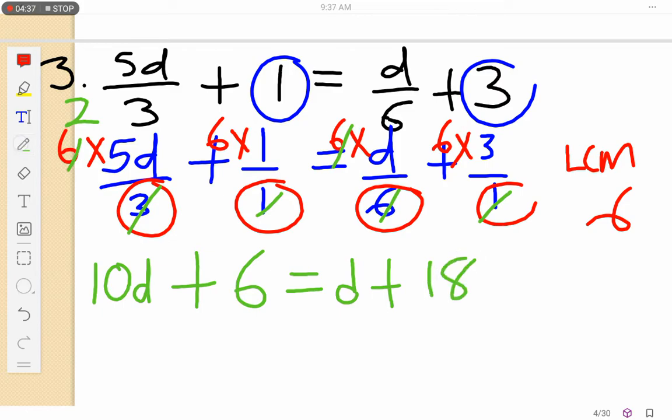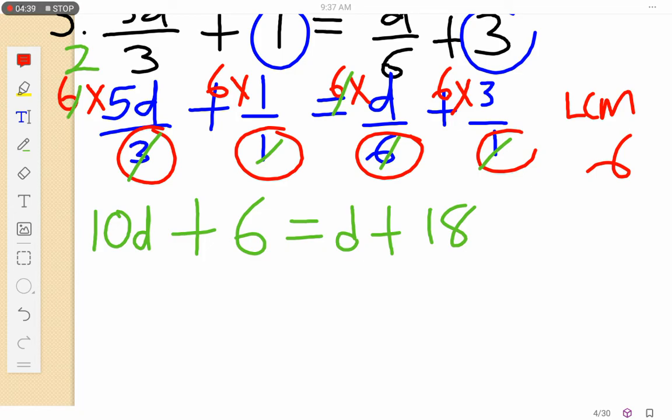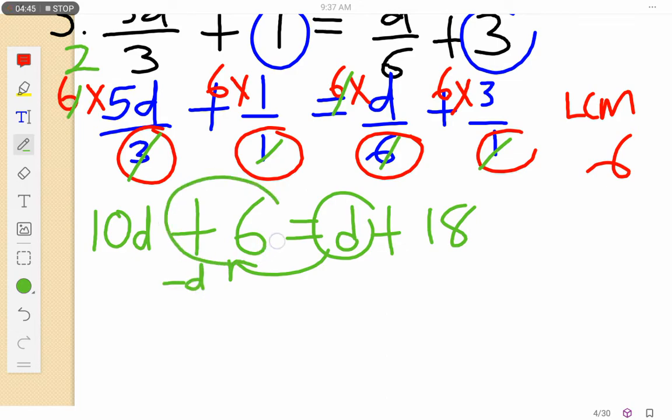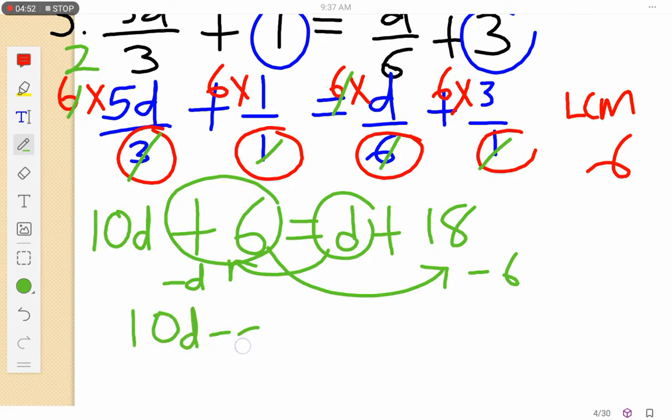Okay, like that. Now we can take this d to this side, it becomes minus d. We can also take this plus 6 to this side, it becomes minus 6. Okay, so we have 10d minus d is equal to 18 minus 6, like that.